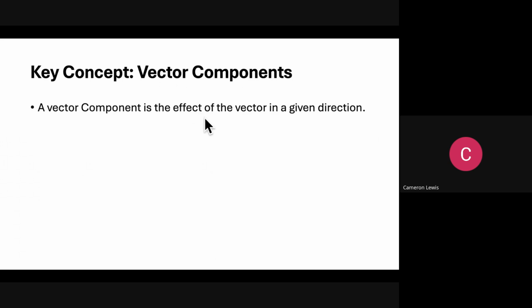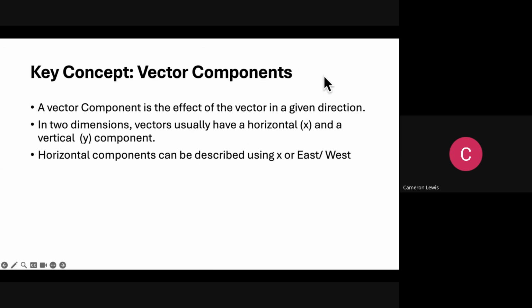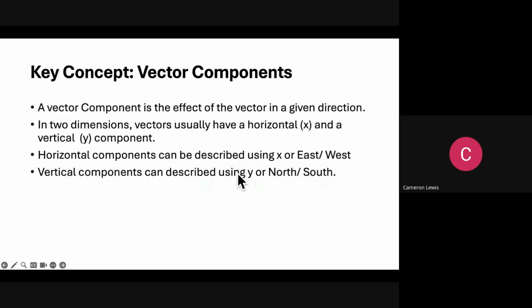So just the key concepts that we want to go over, right? A vector component is the effect of the vector in a given direction, right? So in 2 dimensions, vectors usually have a horizontal, an X, and a vertical component, Y. Horizontal components can be described using X or, how we usually know in quadrants and compass directions, east, west. And vertical components can be described using Y or north, south.